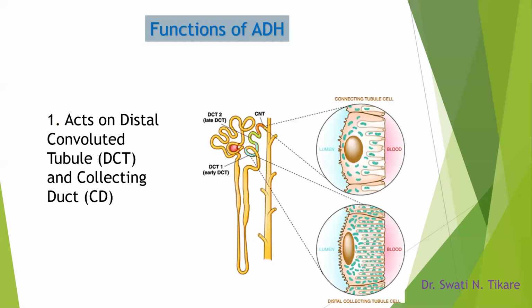Now, coming to the functions of ADH. The foremost function of ADH, if we remember the name, antidiuretic hormone: diuresis means loss of fluid into the urine. So antidiuresis means it is not allowing the fluid passing through the nephrons to become urine. That means it is helping to reabsorb it. If you remember this basic thing, we can remember its function well.